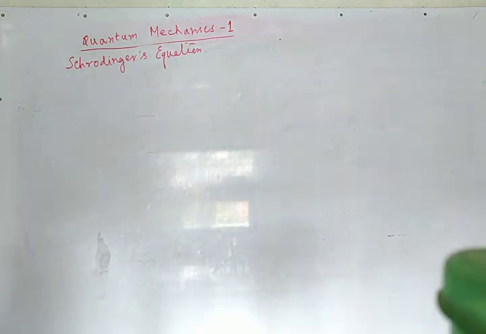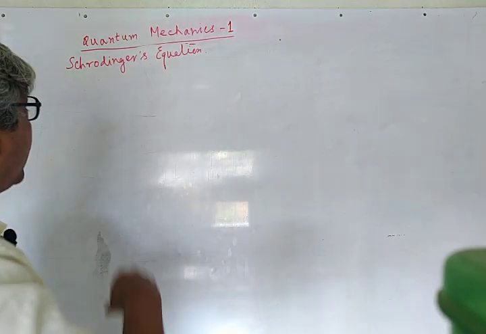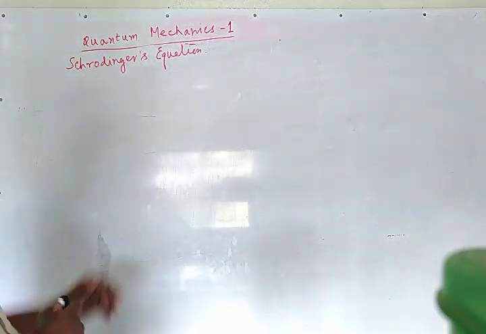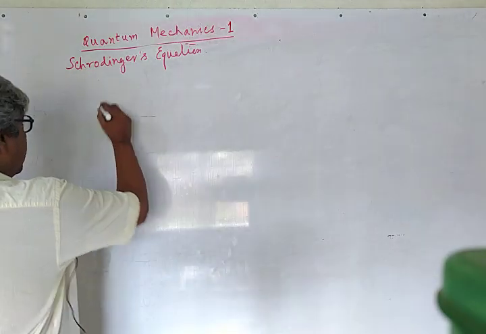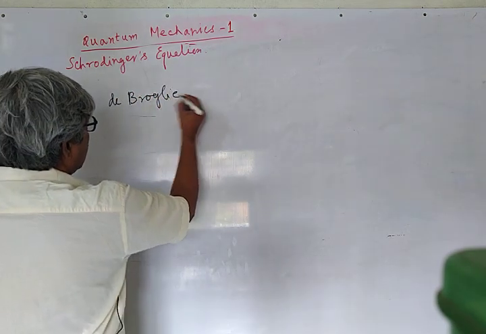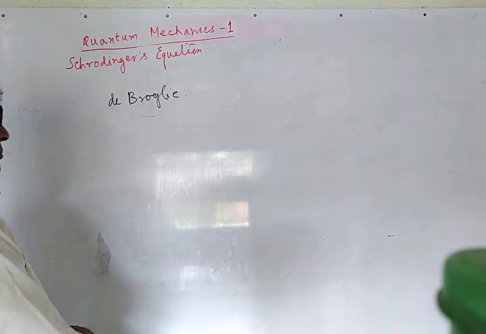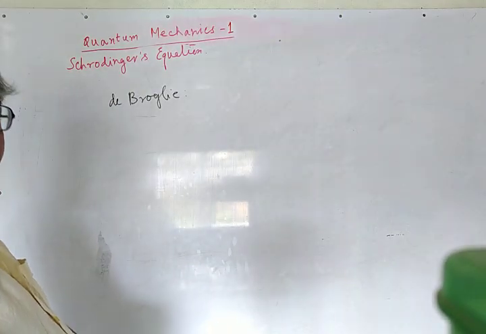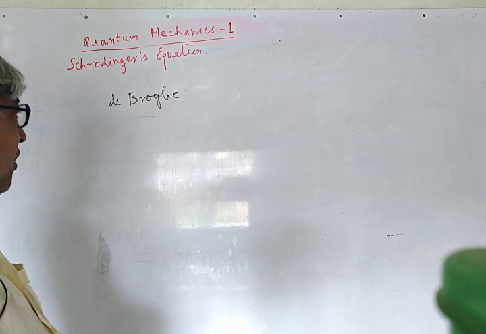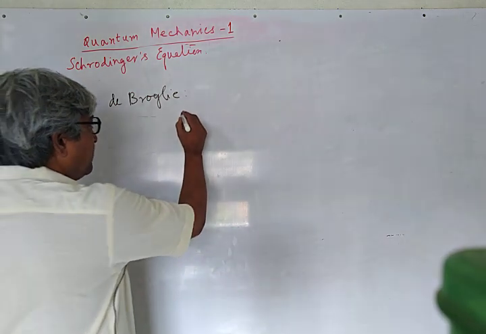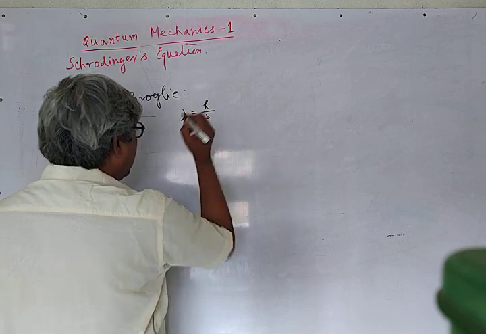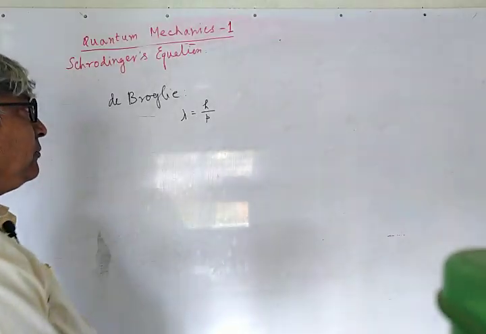In this first lecture on quantum mechanics, today we shall try to arrive at the Schrodinger equation. Let me start with the de Broglie hypothesis. As per the de Broglie hypothesis, every material particle is associated with a wave called the de Broglie wave. The wavelength of the de Broglie wave is given by lambda equals h upon p, where p is the momentum of the particle.